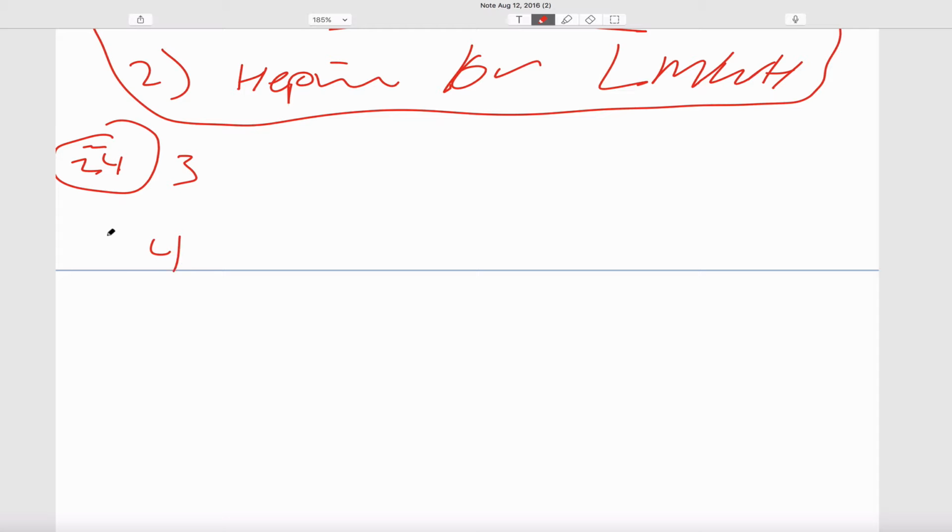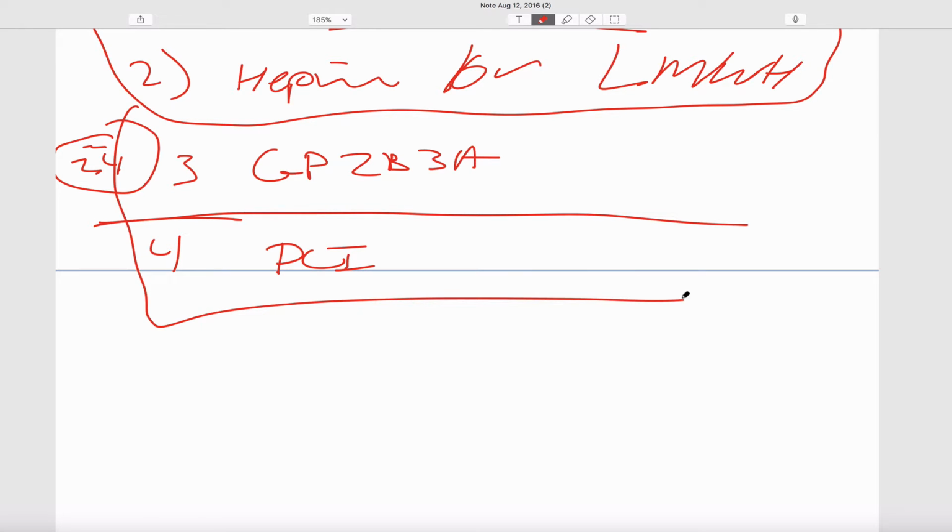And these are 2 main things, and this is our glycoprotein 2B3A inhibitors as well as PCI. So these things need to happen in about 24 hours. Primary percutaneous coronary intervention needs to happen in about 24 hours from the time of the NSTEMI, unless our chest pain is completely resolved, or we decided it wasn't, or the patient is not a candidate, that type of thing. And one of the glycoprotein 2B3A inhibitors needs to be given before PCI.